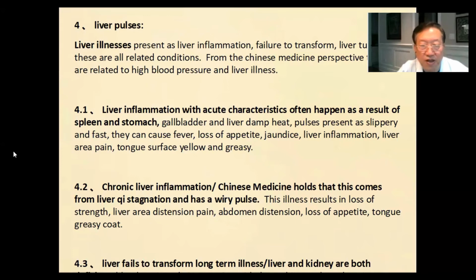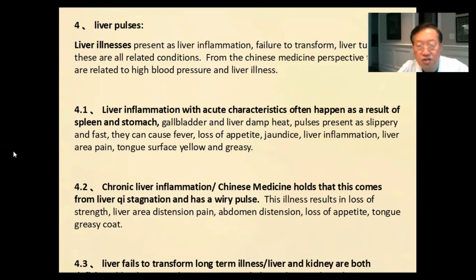4. Liver pulses. Liver illnesses present as liver inflammation, failure to transform, and liver tumor. These are all related conditions. From the Chinese medicine perspective, these are related to high blood pressure and liver illness.